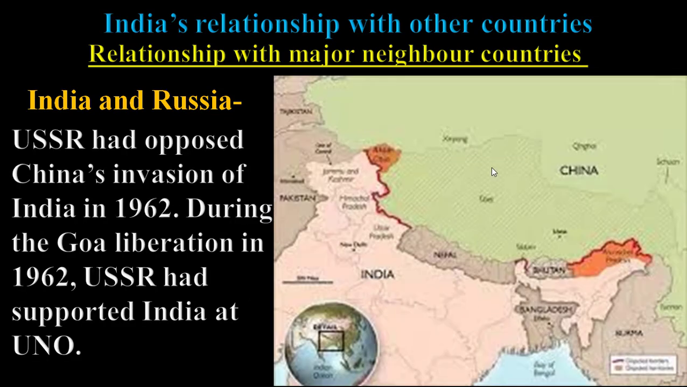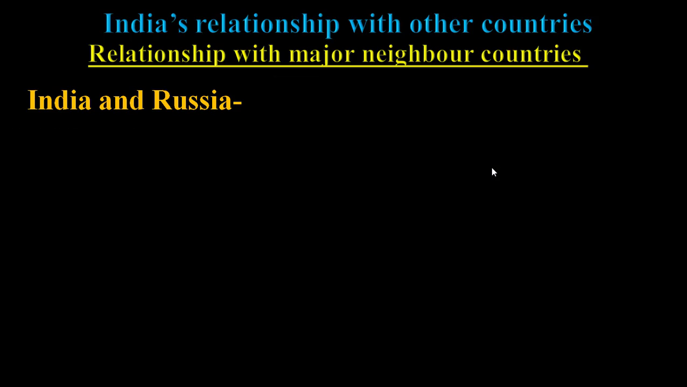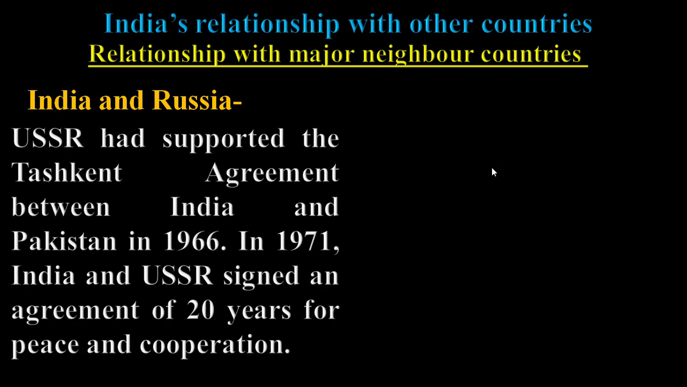So the USSR opposed China's invasion of India in 1962. When China attacked India, that was opposed by Russia. During the Goa liberation in 1962, the USSR supported India at the UN. In the liberation of Goa and in China, in almost all situations, Russia has supported India a lot.